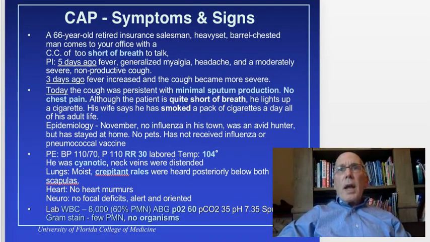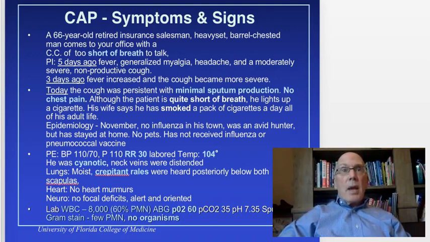Now that you understand how to diagnose pneumonia, let's return to our case of the 66-year-old man who was a smoker and presented with shortness of breath. Remember, in addition to shortness of breath, he had an elevated respiratory rate of 30, sinus tachycardia at 110 per minute, a PO2 of 60 on room air indicating hypoxia. He had minimal sputum production, he had rales in both lower lung fields, and appeared cyanotic.